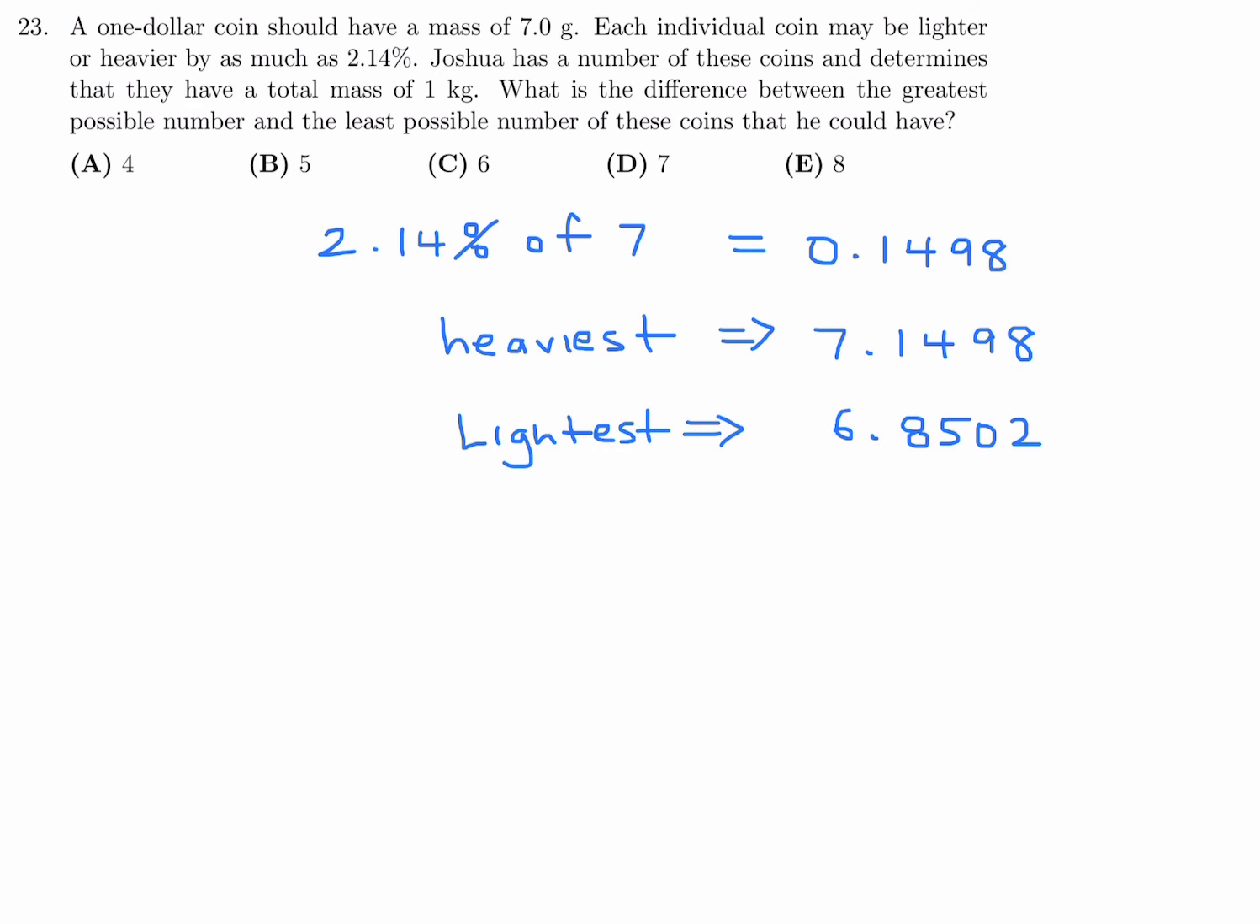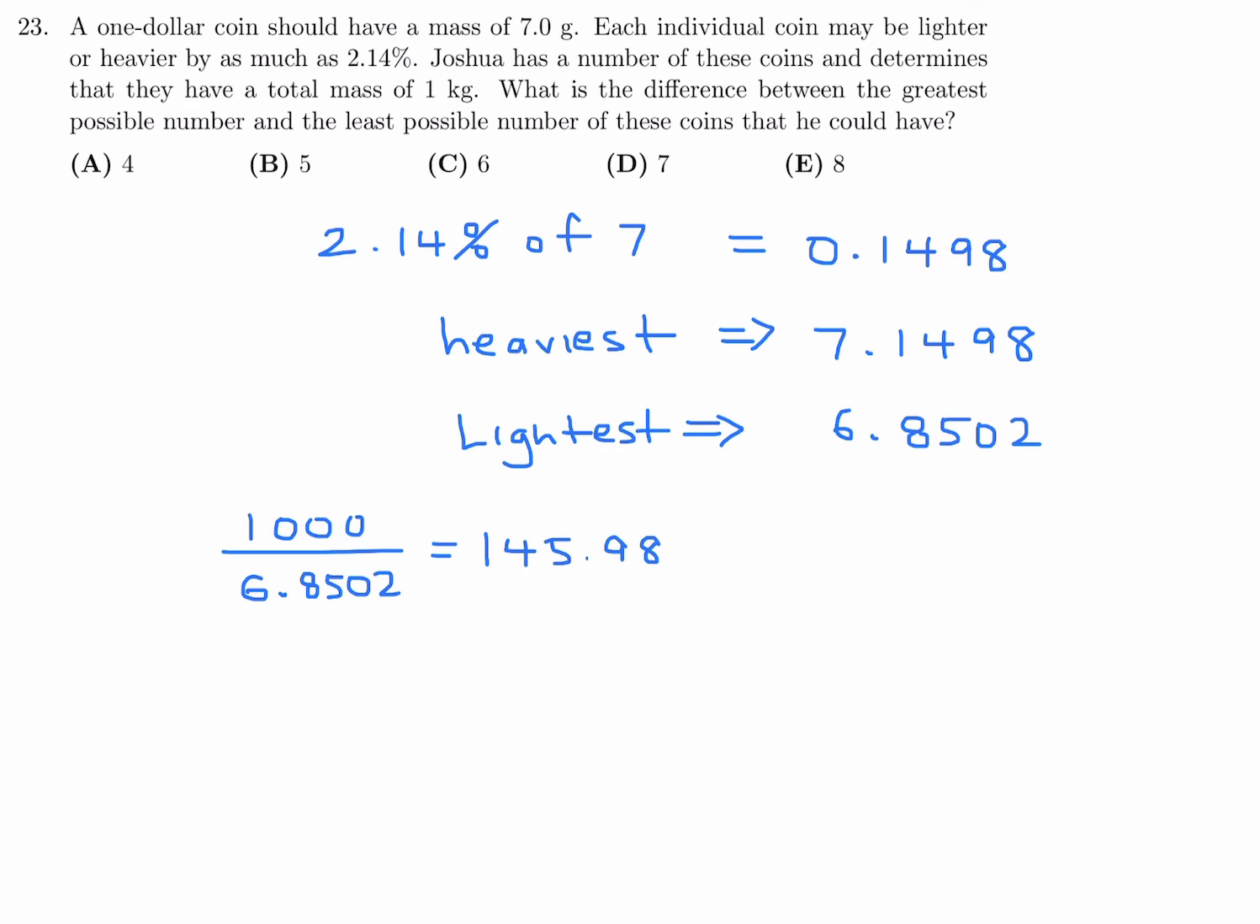Okay, so we look at both. First, let's look at the, doesn't really matter, lightest one. So that means 1 kg is 1,000 grams divided by 6.8502. And if you do that, you get 145.98. Now, obviously, you can't have 145.98 coins. It has to be a whole number.